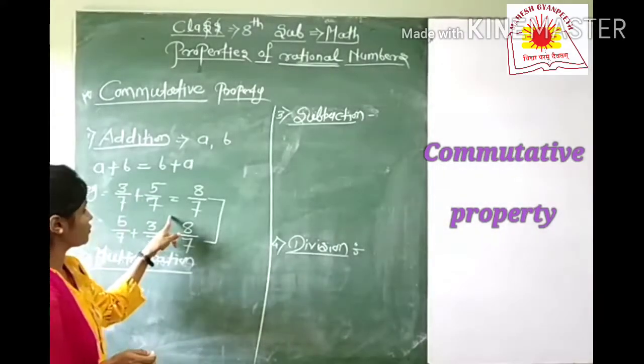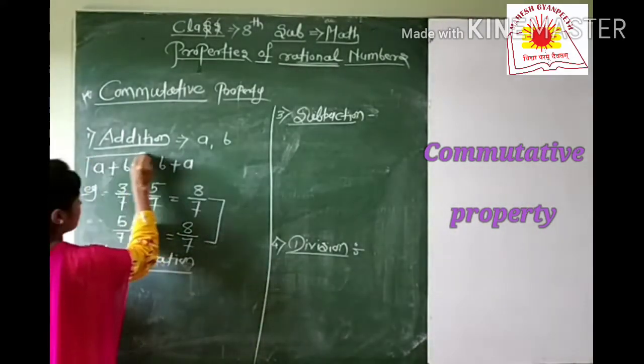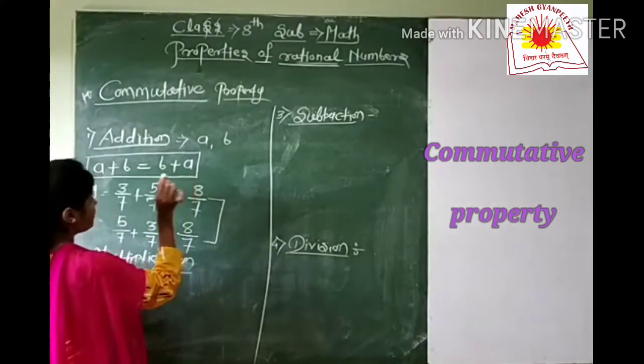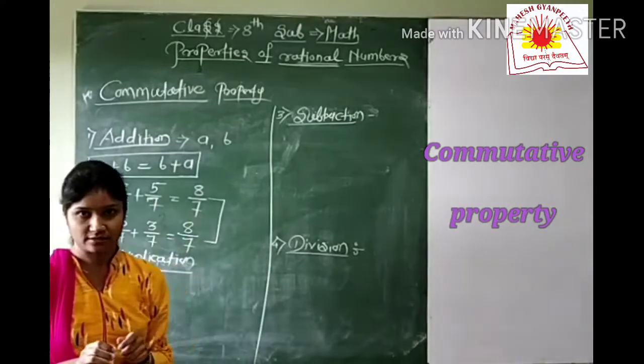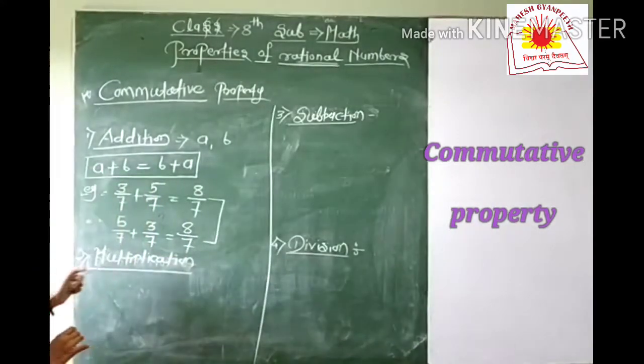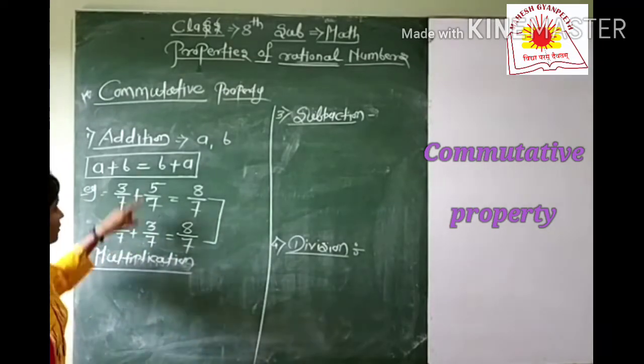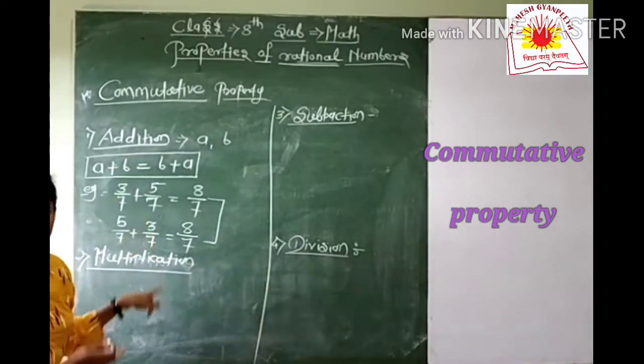This is called which property? It is called the commutative property, not the closure property. It is the commutative property of addition. Understood? Now, next one is multiplication. Addition and multiplication are related.